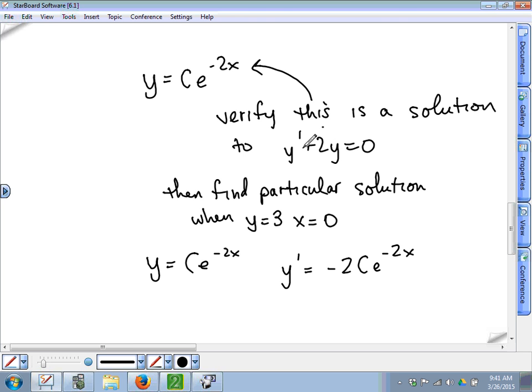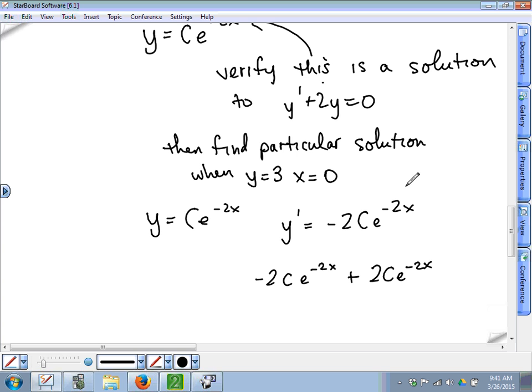So now plug it into the differential. y prime is negative 2Ce to the negative 2x plus 2 times y. So that's 2Ce to the negative 2x. And what's that supposed to equal? 0. Does it? Yeah, so we verified it. So this is a solution. I'm going to put a check.